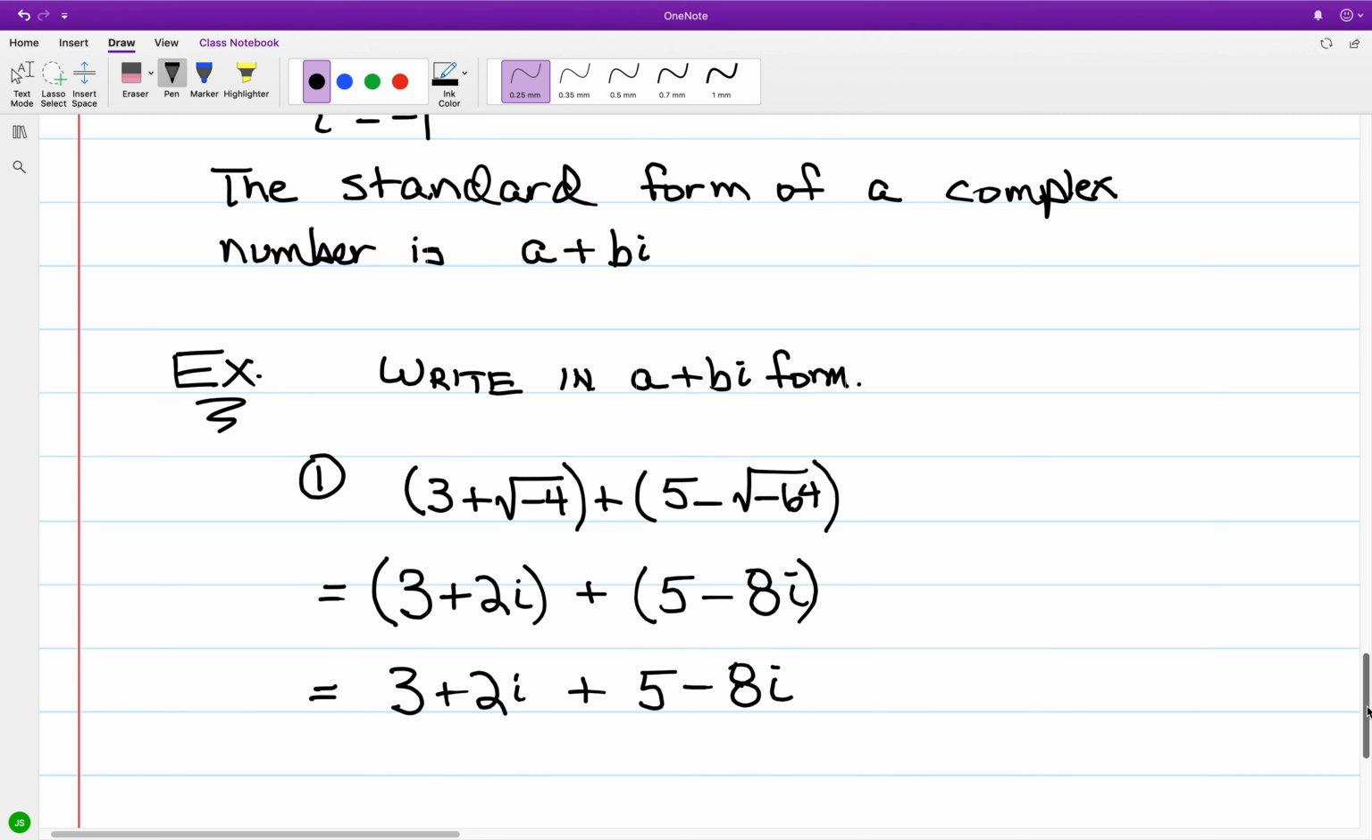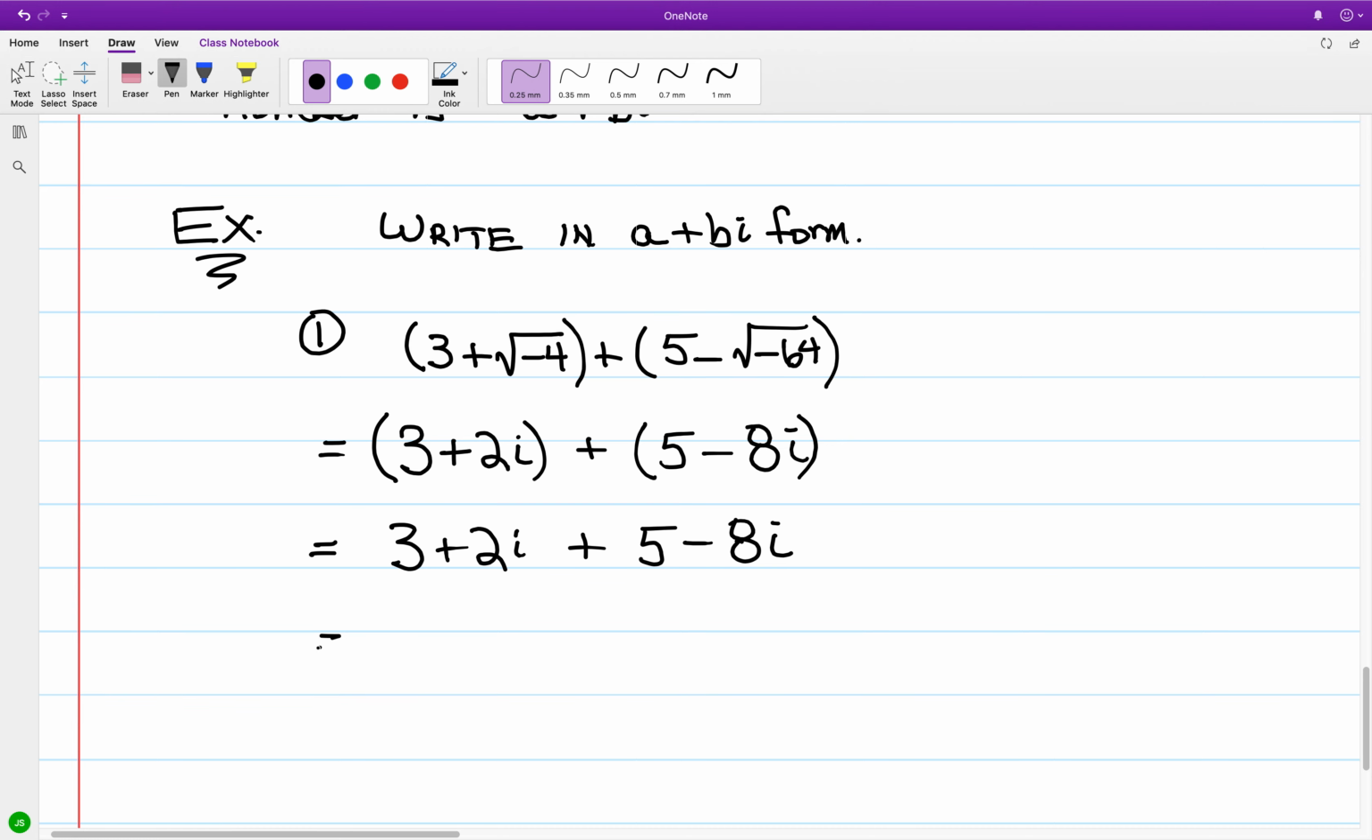And combining the real coefficients, we have 3 plus 5, plus, in the complex numbers, we have 2i minus 8i. So altogether 3 plus 5 is 8. 2i minus 8i will become -6i. So we have 8 minus 6i.